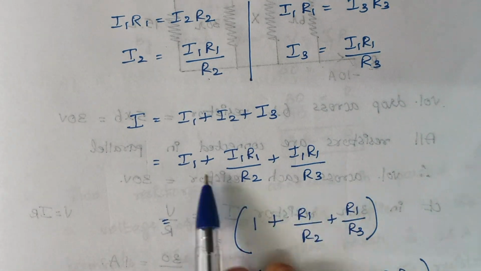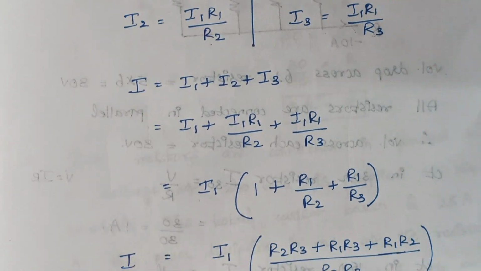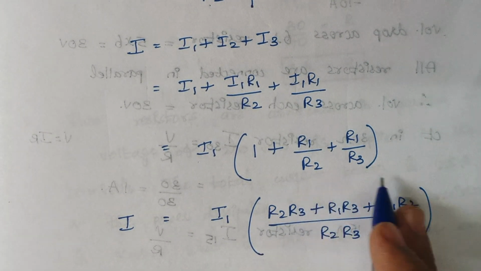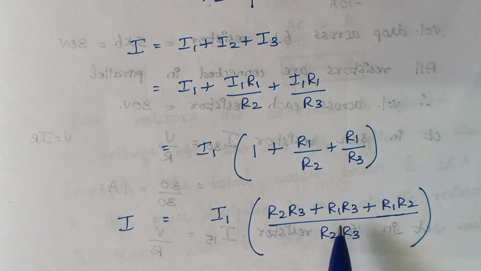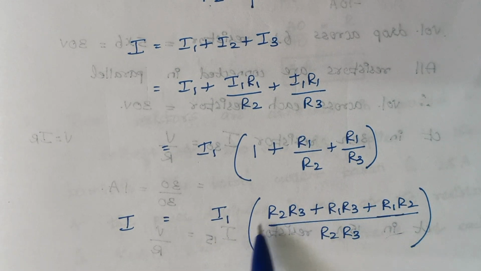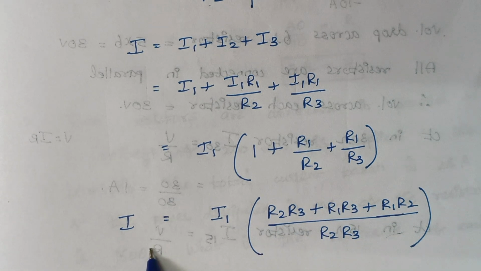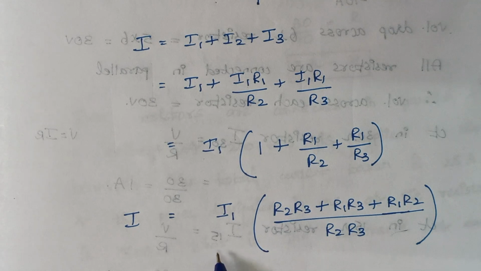So in this case again I1 is common. When you take I1 out, we will have an expression like this. Again you have to take LCM. So when you take LCM, the denominator part has R2, R3. Right. So then calculate the numerator terms accordingly. And finally we need the expression for I1. Right. So we need only I1. So just shift this expression to the left hand side. When you move this part to the left hand side, it will come as a reciprocal.